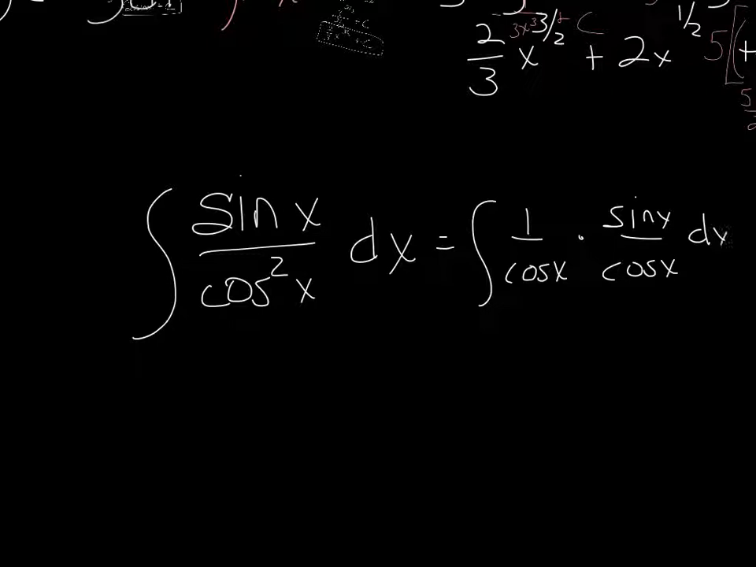Now, what is 1 over the cosine of x? Secant x. Sine over cosine is tan x. Now, do we have an antiderivative for secant x tan x? Sure we do. What is it? Secant x plus c.